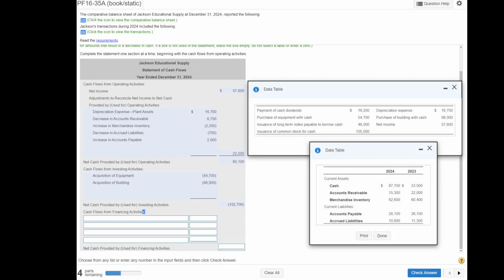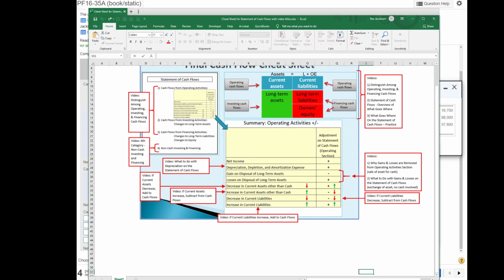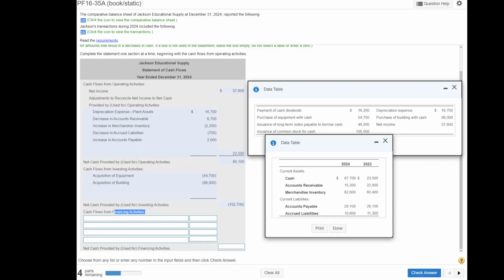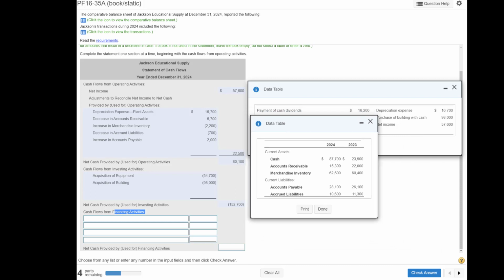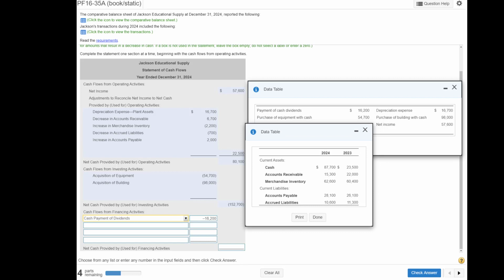Our last section, financing. Hopefully you remember that is affected by changes in long-term liabilities and owner's equity. So again, we're going to go back up here and look for changes in long-term liabilities or changes in equity. Cash dividends are paid out of retained earnings. Retained earnings is part of equity, so we're going to include this. So 16,200, since we paid cash dividends, cash is going down, therefore it is a negative. Cash payment of dividends.